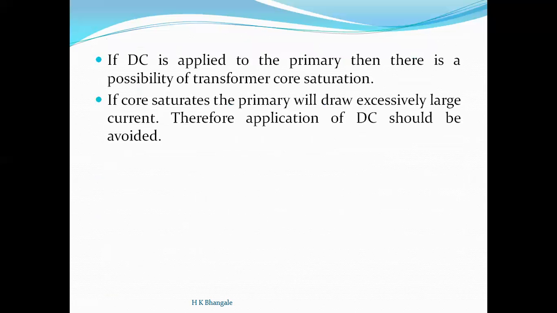So if DC is applied to the primary, then what happens? Obviously, when you apply DC to the primary, then there is a possibility of transformer core saturation. If the core saturates, the primary will draw excessively large current, and therefore application of DC should be avoided. So remember this: the transformer works only on AC and not on DC.